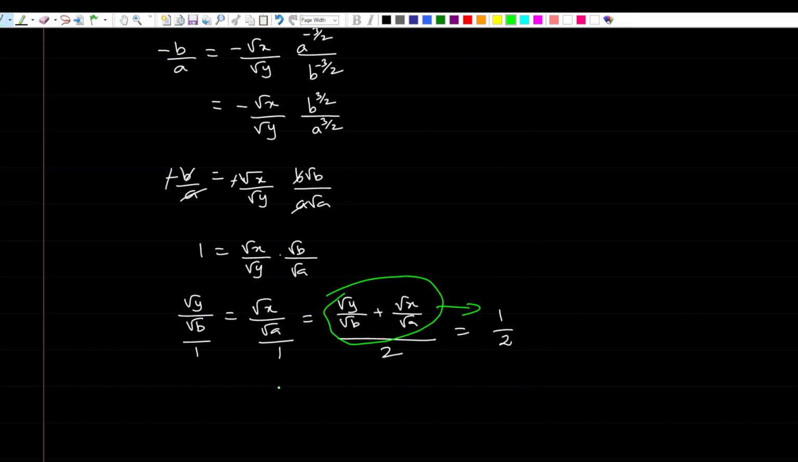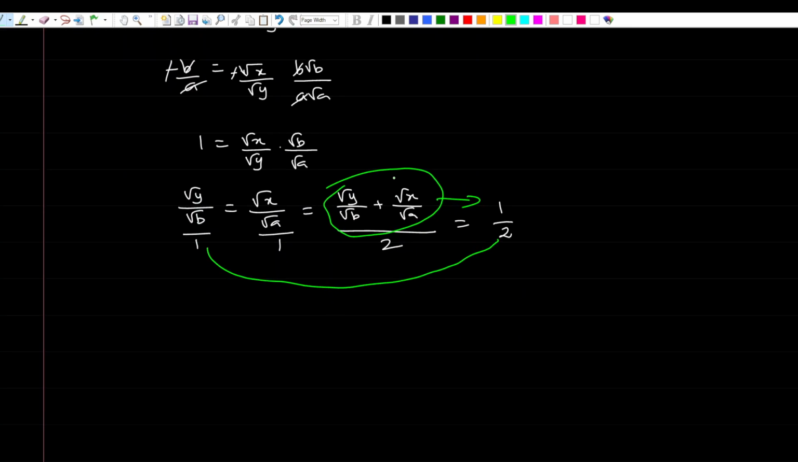Now, by comparing the first and last, we are getting root y by root b equal to 1 by 2. Therefore, root b is equal to 2 root y. Therefore, by squaring both sides, we will get b is equal to 4y.